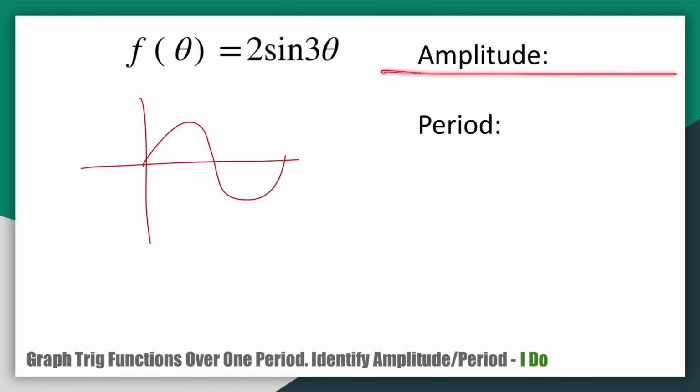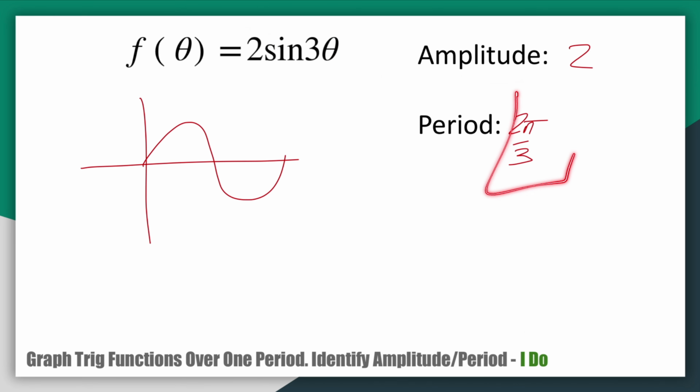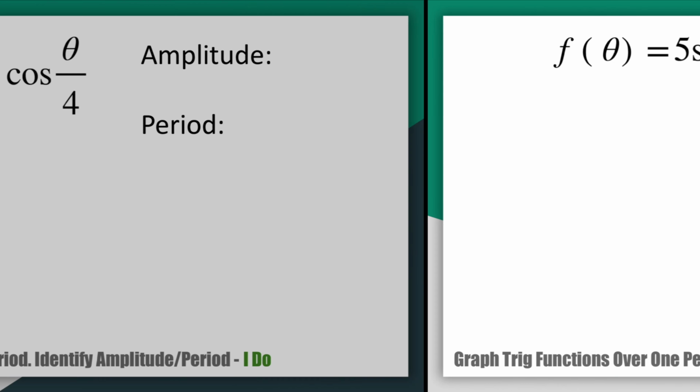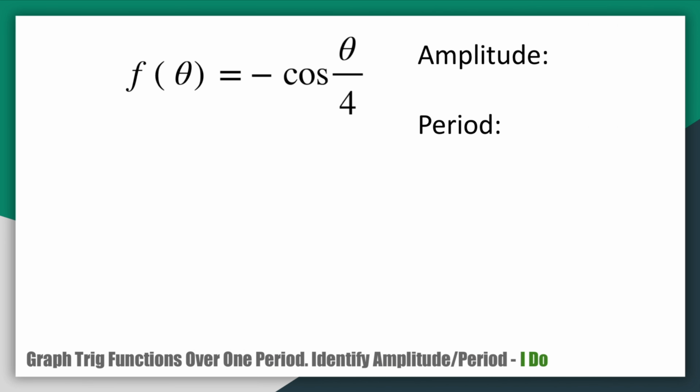Now, what's the amplitude? All right, because this is an I do. It's the number right in front. So our amplitude is 2. What is the period of the function? Well, our B value here is 3, so we have to take 2 pi divided by 3. Normally you can simplify it, and this one you can't, so that's your period. And that's all we're really focusing on for this one, okay? Now, I know this one says I do, which I'm going to do, but then you guys will do the last one, okay?